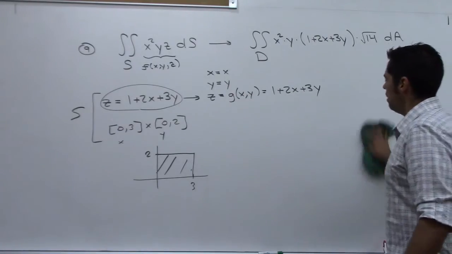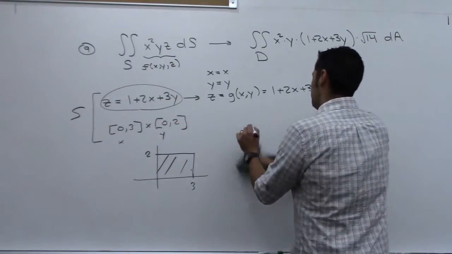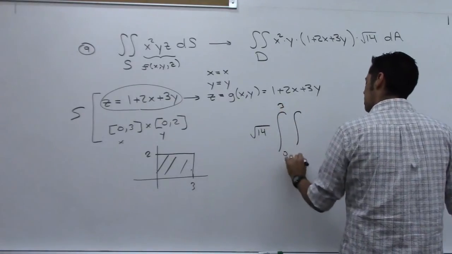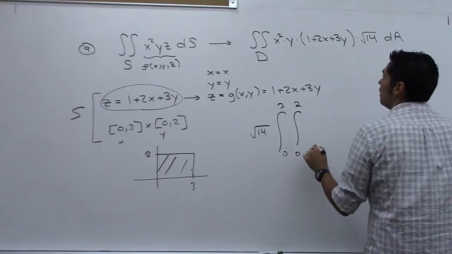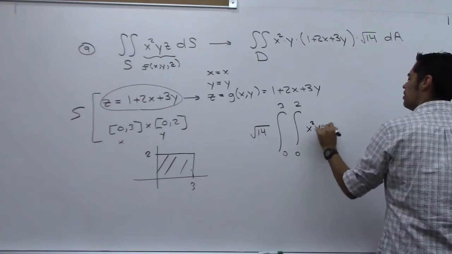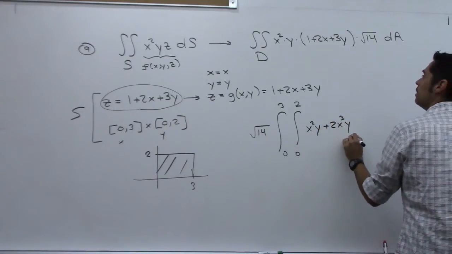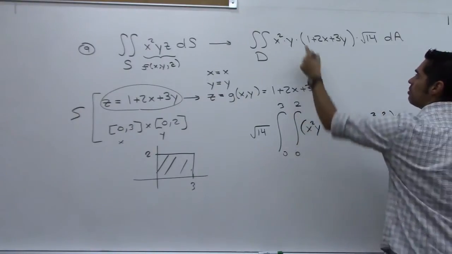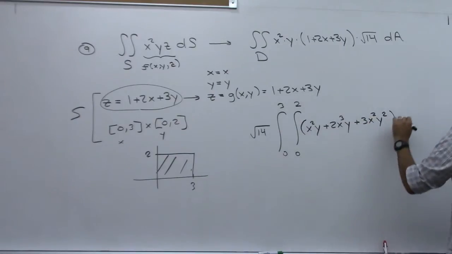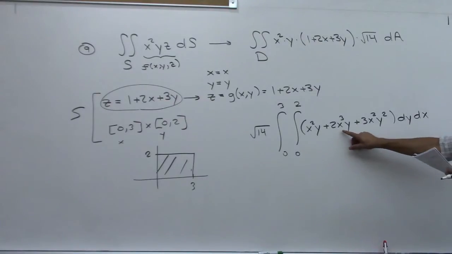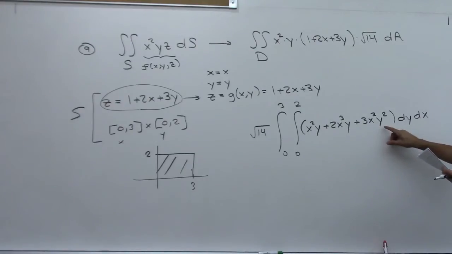So now this becomes root 14, and then I can use my limits here, 0 to 3, 0 to 2. You can distribute this through if you want: x squared y plus 2x cubed y plus 3x squared y squared. So I distributed that through, I took my root 14 out, and then this is going to be dy dx. Let me just make sure I've got that all set up properly: x squared y, 2x cubed y, 3x squared y squared.